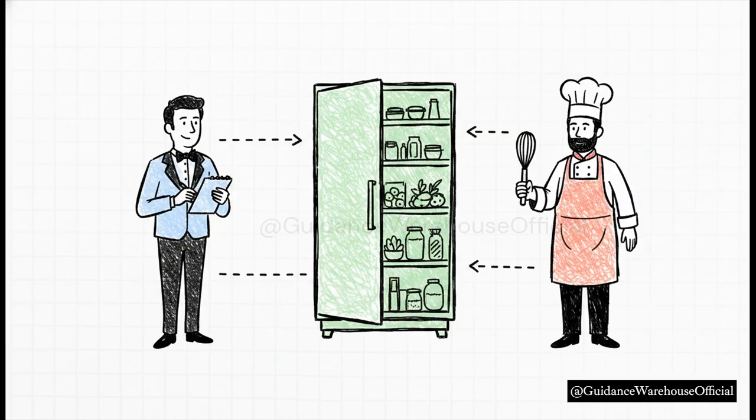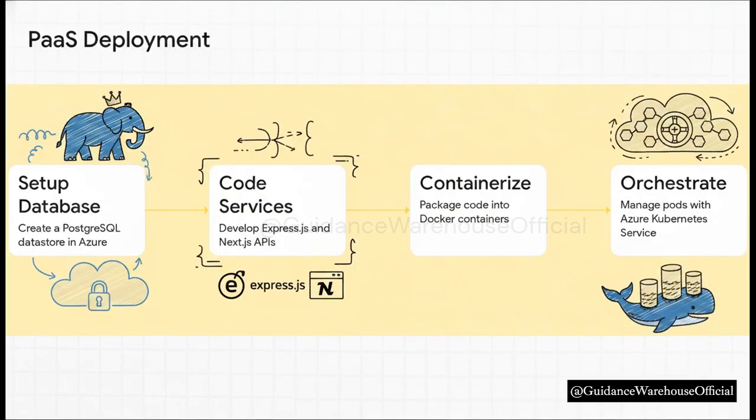But they both still need ingredients, so they both connect to one central pantry. And in our Azure example, that central pantry is a single PostgreSQL database. So how do we actually build out this restaurant? Well, there's a pretty clear progression.